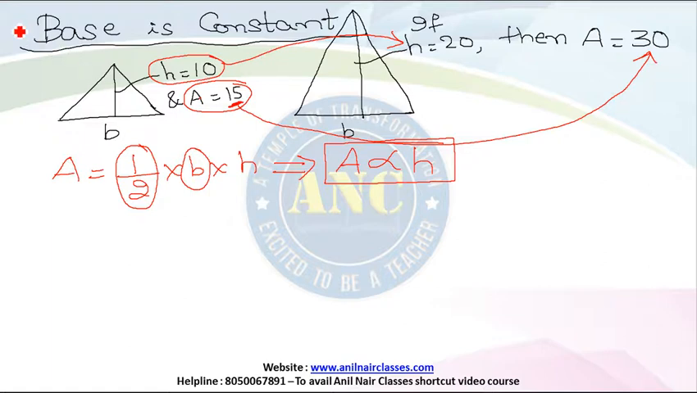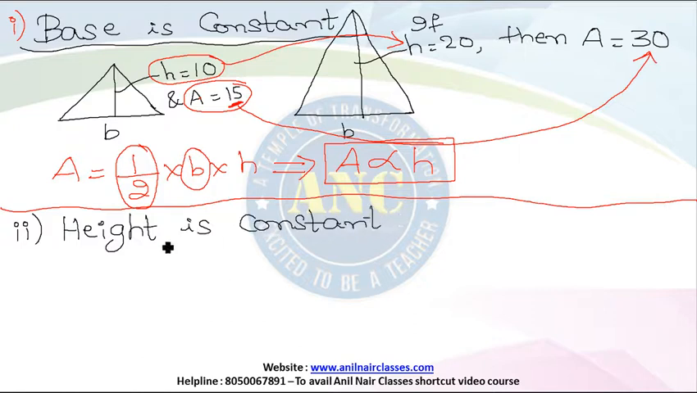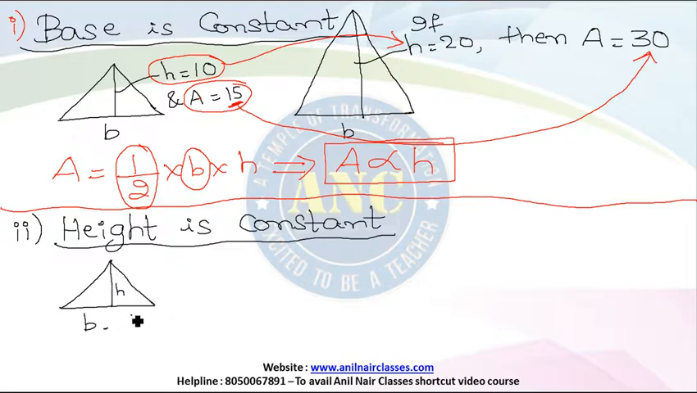Now this is the first case where the base is constant. Sir, base is constant. Okay, sir, I understood it. Can the height be constant? Yes, height also can be constant. That means the second scenario I am taking is, let the height be constant. That means the first triangle's height will be h, and the second triangle's height will also be h.